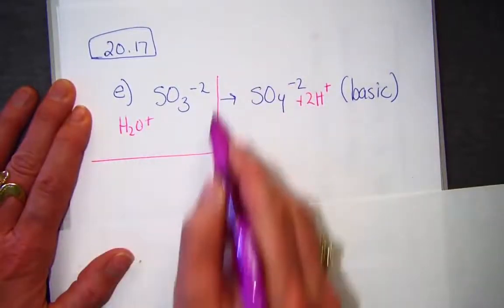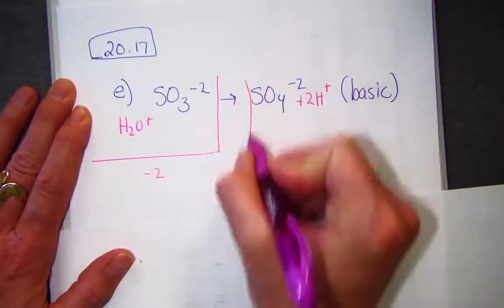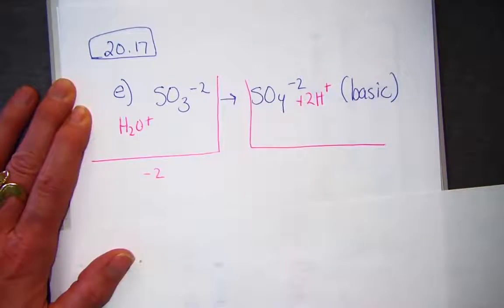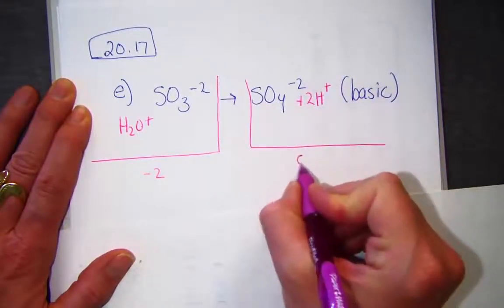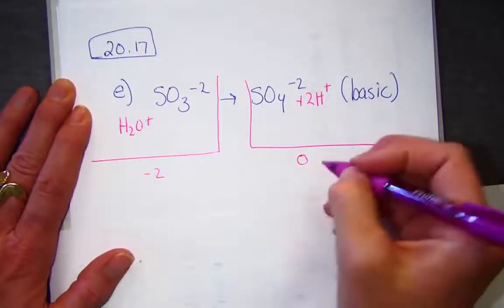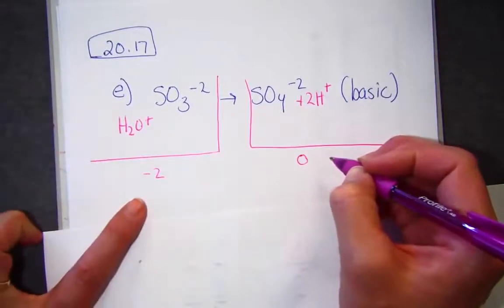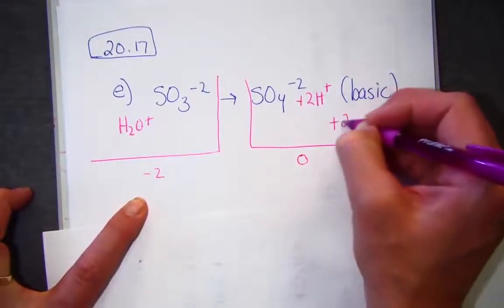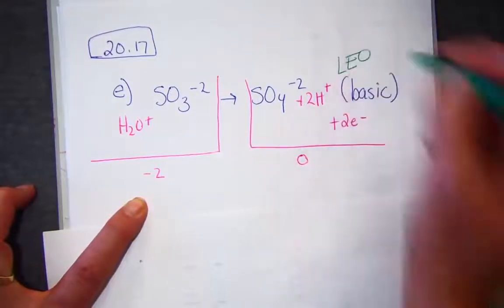So far, the net charge on the left side is a -2. And so far, the net charge on the product side, 1 unit of a -2 with 2 units of +1, is a 0 charge overall. To the more positive side, we add the electrons to make them become the same charge overall. And we agreed to add 2 electrons to the product side. That makes it become a LEO, an oxidation half reaction.